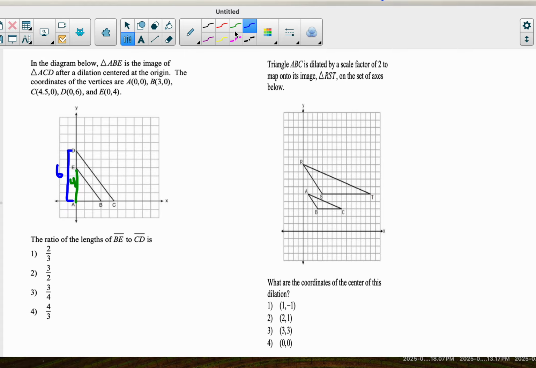And to find the scale factor, it's side from image divided by corresponding side from pre-image. So the smaller triangle was the image, so that's 4. And its corresponding side had a length of 6. If we reduce 4 over 6, if we divide the top and bottom by 2, we get 2/3. So the ratio of BE to CD would be the same as the ratio from AE to AD, which would be 2/3.